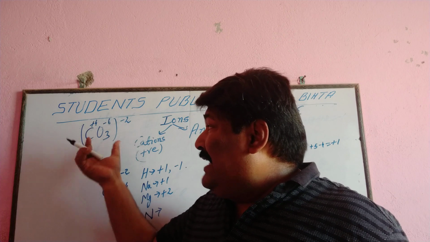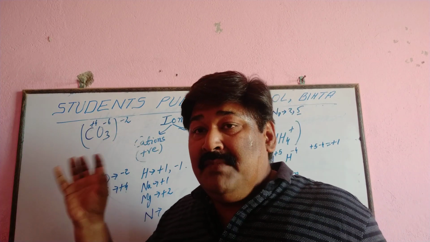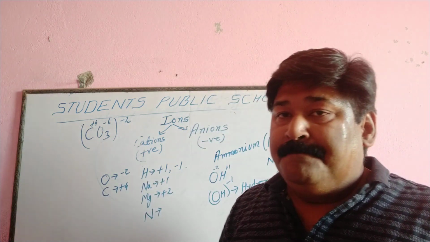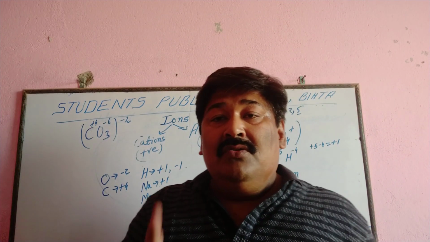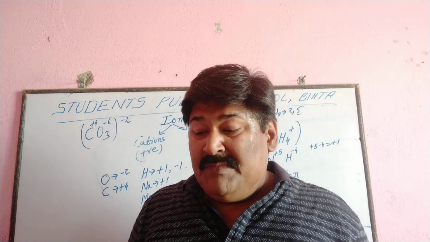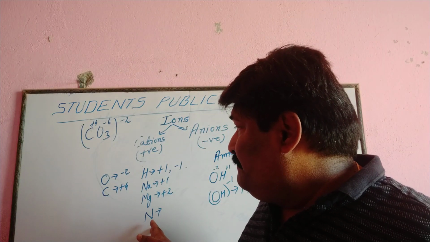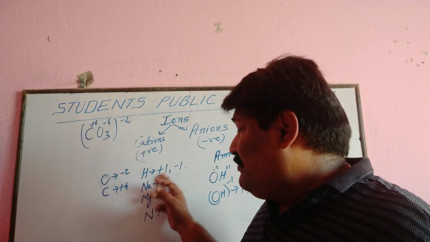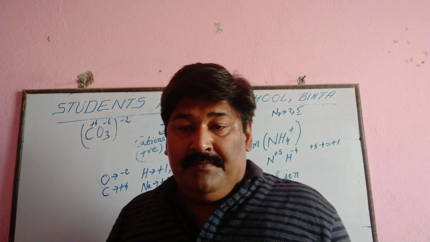So we combine the charges of single ions and then we add them and we get the net charge of the polyatomic ion. Very easy to remember. The chart is given in your class 9 book, chapter 3. You can see the chart and remember the charges. You have to understand why hydrogen has plus 1, why sodium has plus 1. You have to understand and remember.